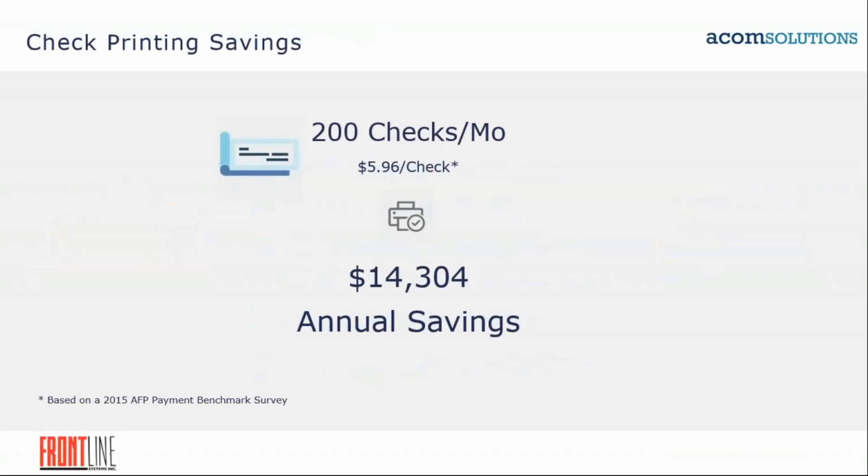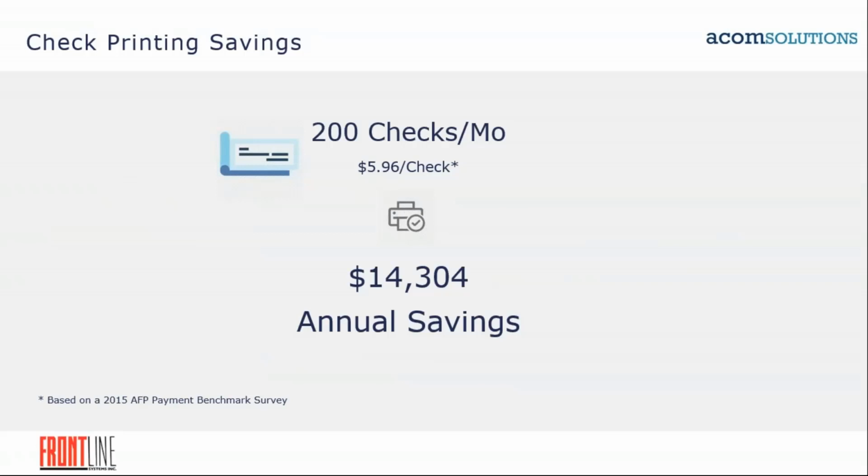By eliminating the cost to produce paper checks, you can save time and money. If we use that $5.96 cost that was from the AFP study, and let's say you're printing 200 checks per month, this comes out to be a little over $14,000 a year in cost, and then that cost would go away with our electronic payment solution. Remember, this is a savings you're going to receive every year, not just in year one.